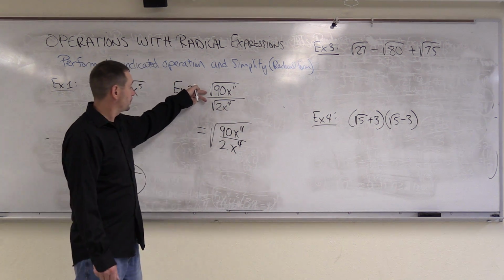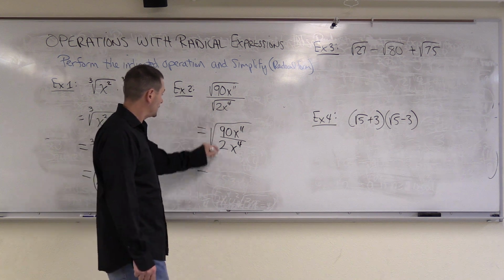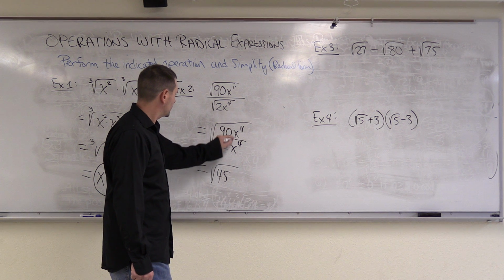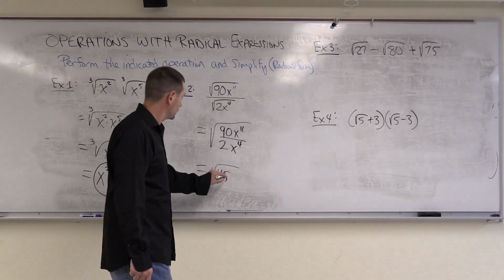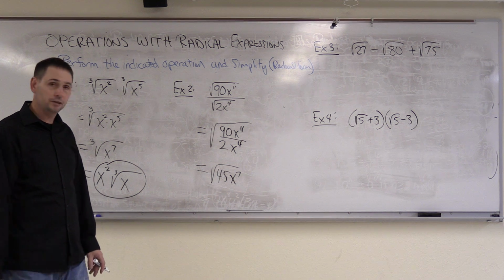So I know separating them, I can write it as 1. Now I can use my exponent rules. 90 divided by 2 is 45. X to the 11 over x to the 4, 11 minus 4 is going to be x to the 7. Now I don't have a fraction. That's a little bit easier to do.